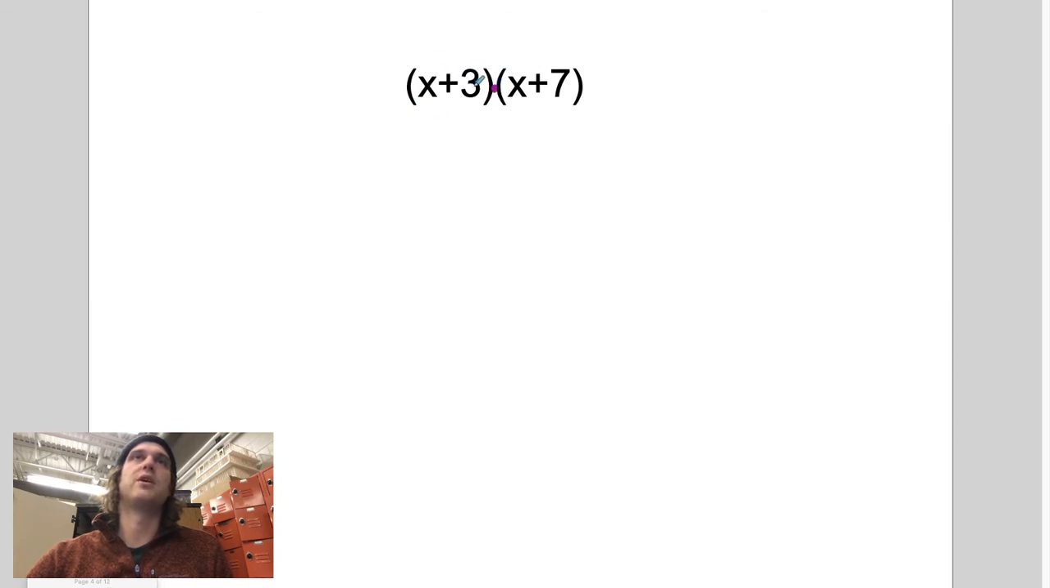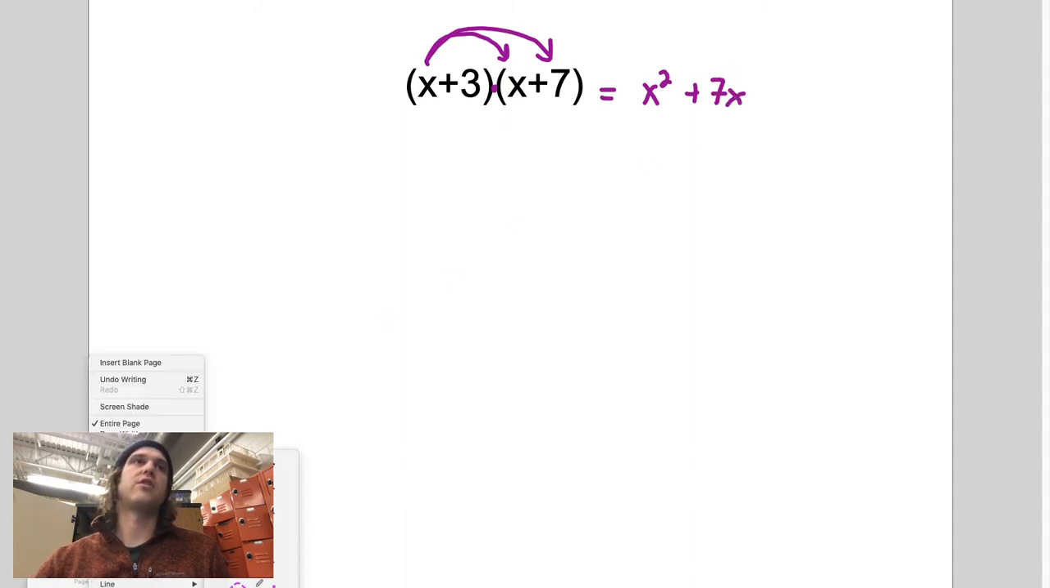We're multiplying them. These two people know each other. They don't need any introductions. These two people know each other. They don't need any introductions. However, this person in this car needs to introduce themselves to both people in the other car. Okay, x times x is x squared. x times 7 is plus 7x. That's great. Lots of introductions have happened. However, this person has not introduced themselves. Okay, so they're going to make their introductions. So that'll be plus 3x plus 21.